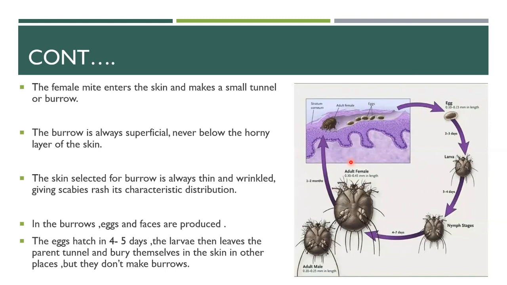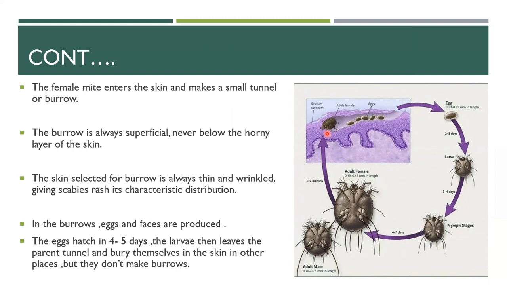By whichever means that we have talked about, whether it is close contact, or sharing of items or bed linen, the ultimate event is that you have the female mite itself. It has to be the female mite that burrows through. From this point, the female mite burrows and gets under the skin, okay? The burrowing always happens at the superficial layer, and never below that, because once it goes below that, there will be other consequences, okay? The skin selected for burrowing is always very thin and wrinkled, and that explains why scabies has a characteristic feature of rashes in certain parts of the body.